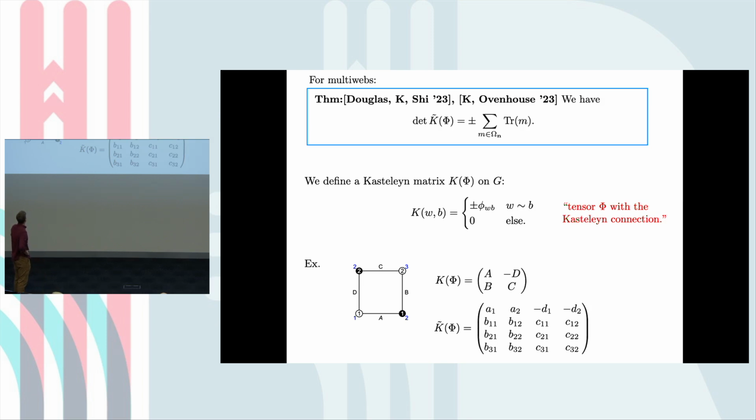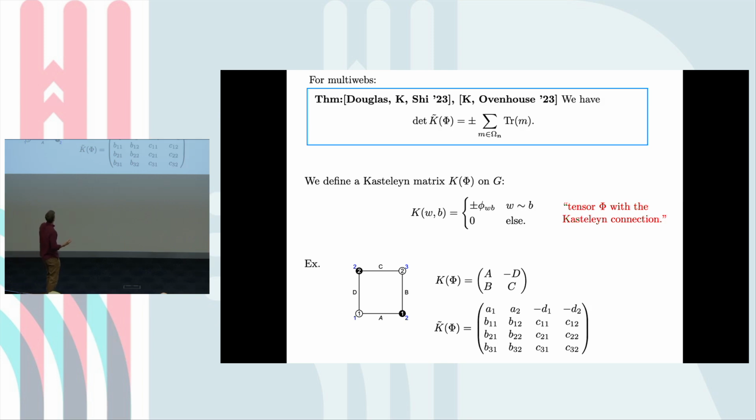It's got 2 white vertices and 2 black vertices, but on every edge, recall, I've got a linear map between the corresponding vector spaces, right? This quantity C here is a linear map from a 2-dimensional vector space to a 3-dimensional vector space. So it's this 3 by 2 matrix.